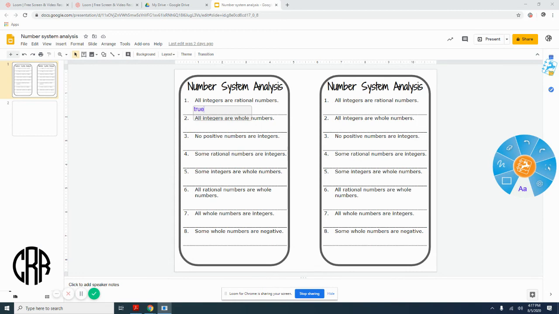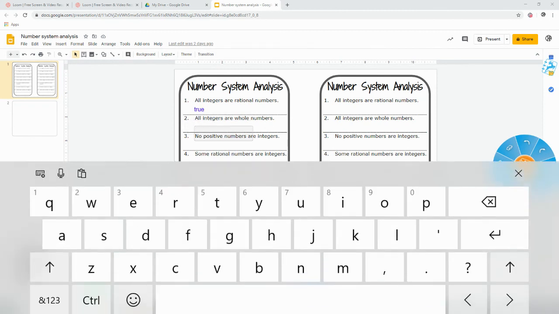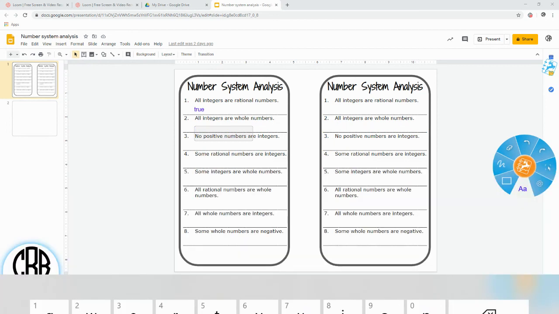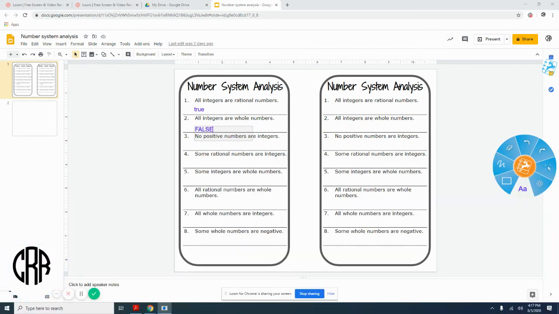Okay. Number 2, all integers are whole numbers. So if I had an integer of the number 5, is that also a whole number? Yes, because the definition of a whole number starts at 0 and counts up. But if I had an integer of -3, is that a whole number? Well, no. So, are all integers whole numbers? And the answer to that is false, because of negative numbers, right?